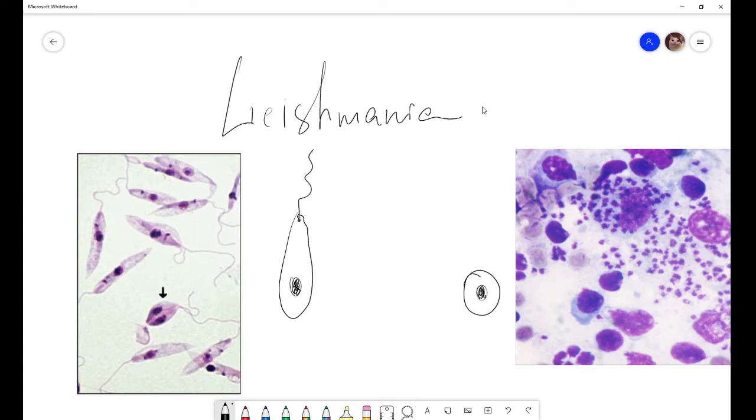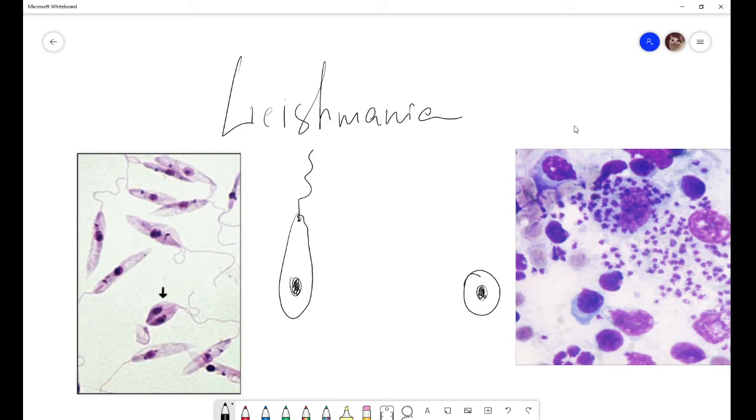And we go to talk about Leishmania as the last parasite, what we must know in flagellate parasites, or parasites with flagella. Okay, who is Leishmania? What is the species in this name?